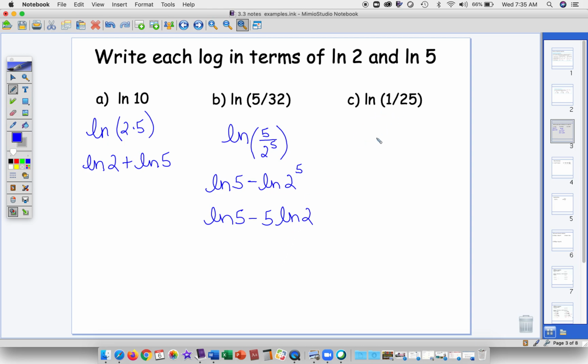For this last one, let's see, there's a couple of choices here. If I use the quotient property, I'd have the natural log of 1 minus the natural log of 25. And the natural log of 1, this is saying e to what power equals 1. And we know anything to the 0 power is 1. And then I can change 25 to 5 squared. And again, use that power property. So I have negative 2 natural log of 5. So I'm bringing that power out front and multiplying.